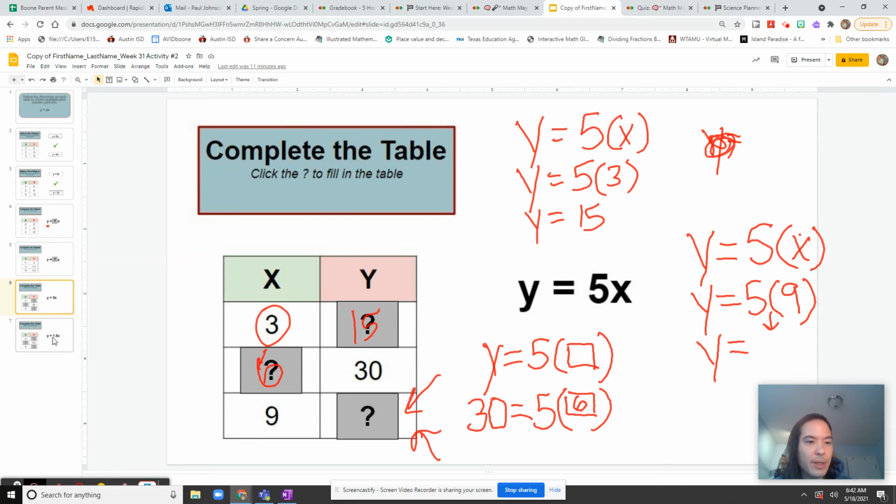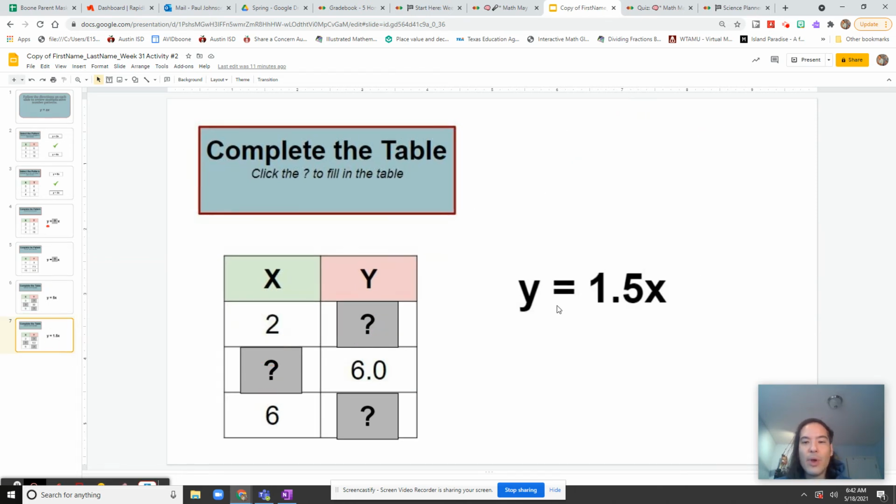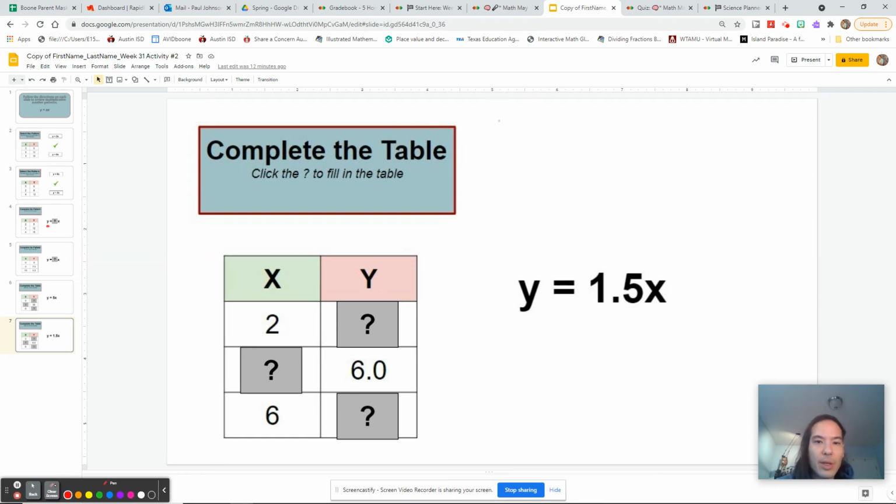All right, moving on. Last one. Y equals 1 and 5/10 x. So we're multiplying by a decimal. So once again, all we're going to do is fill in the formula. Y is equal to 1 and 5/10 times x. There's our formula. And now we're going to fill it in.